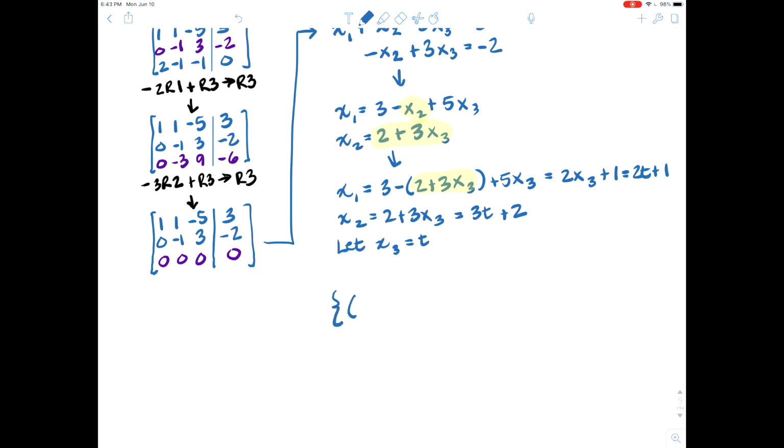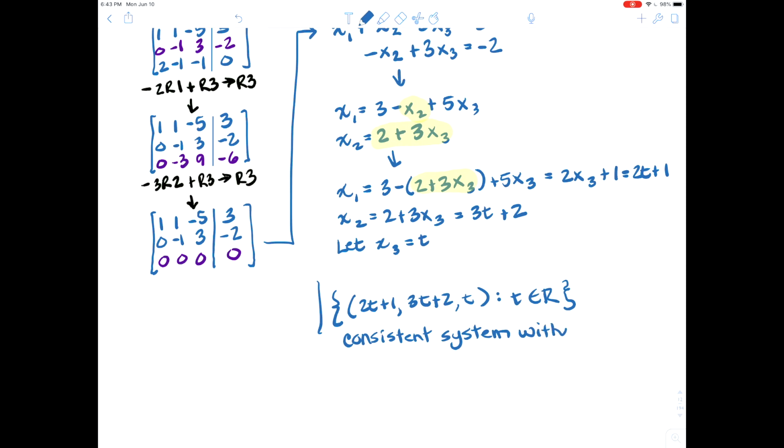And this is dependent, right, and consistent. So we'll have 2t plus 1, 3t plus 2, t, that's an ordered triple, such that t belongs to the real numbers. And then this is a consistent system. And you need to know that wording, with dependent equations.